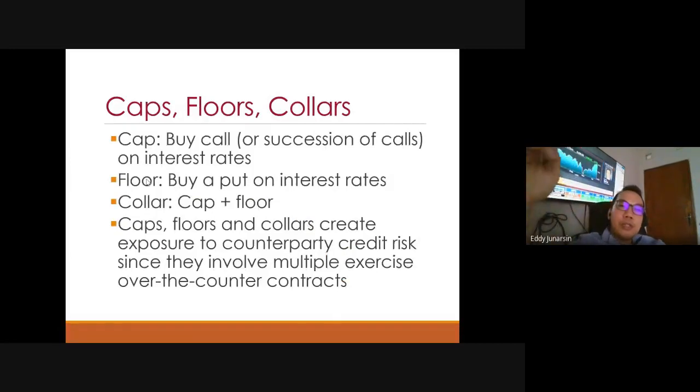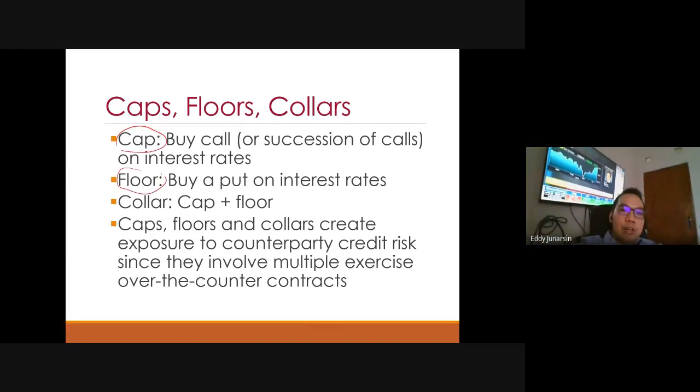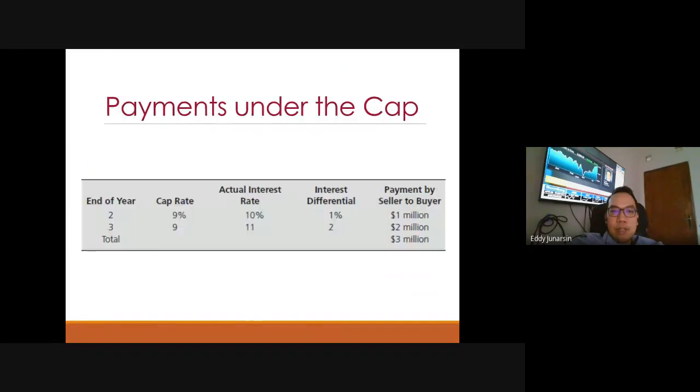Okay, now there are special types of options. We have cap, we have floor, and we have the combination of both. We call it collar, right? So cap, floor, and collar. Okay, so let's see. This is a very interesting one, right?